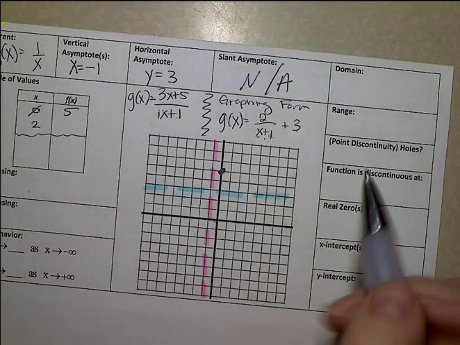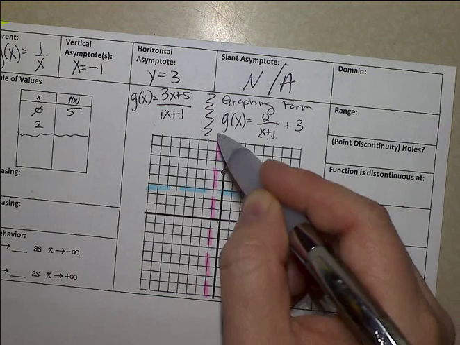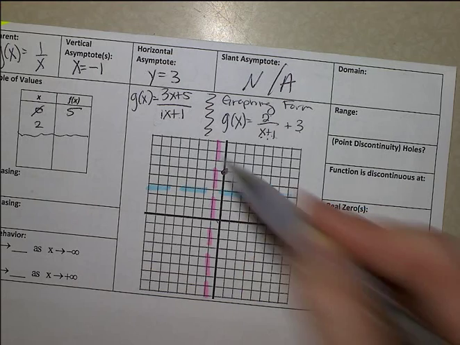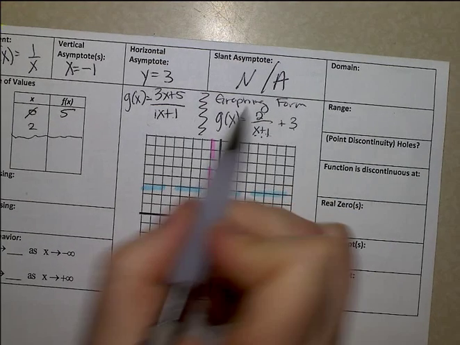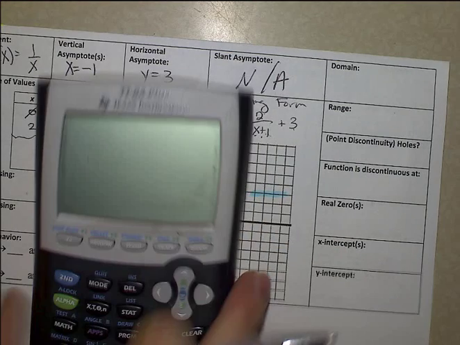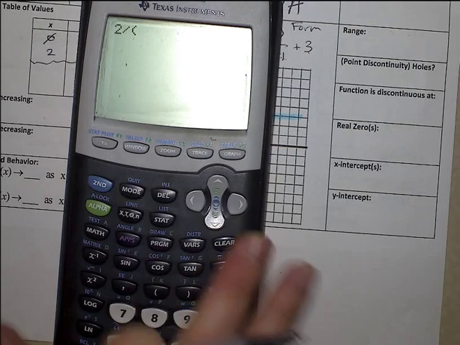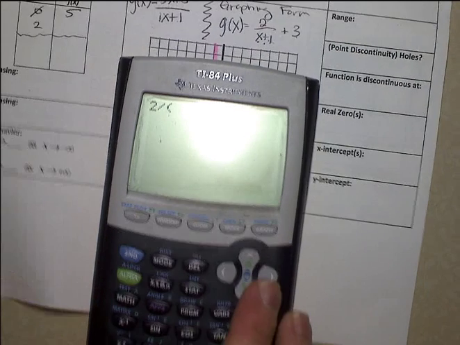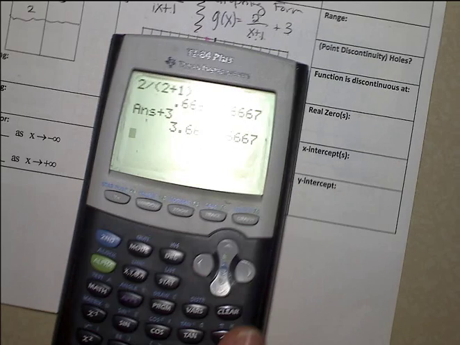And again, you could have plugged in 1. I'm going to try 2, so it gives me an idea of how close this is to the asymptotes. So I'm going to plug in 2. And I'm going to use a calculator this time to do the math. So I'd have 2 divided by, substituting 2 for x, 2 plus 1, get an answer, and add 3 to it, and we come up with 3.6 repeating.